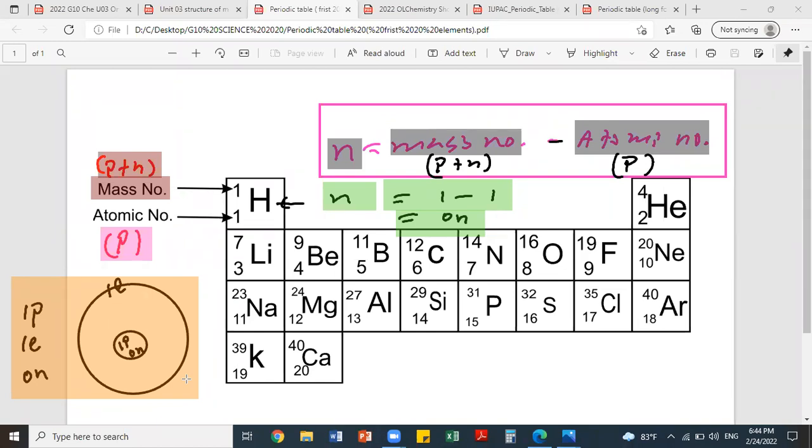Right. Please raise your hand if you are still writing about this. If you haven't written the entire table, don't worry, I'll give this separately. And I have shared with you the IUPAC periodic table also. I'll share this also with you all.